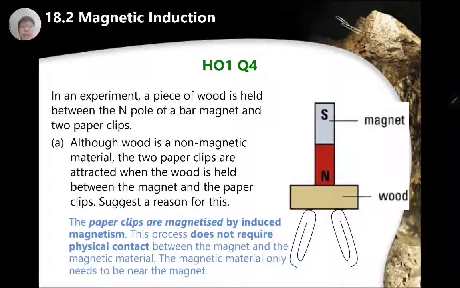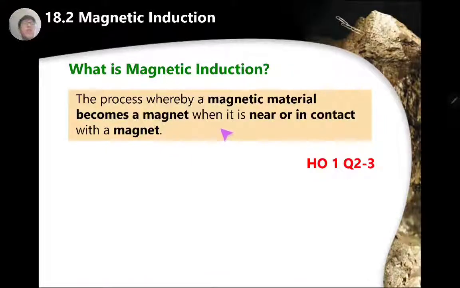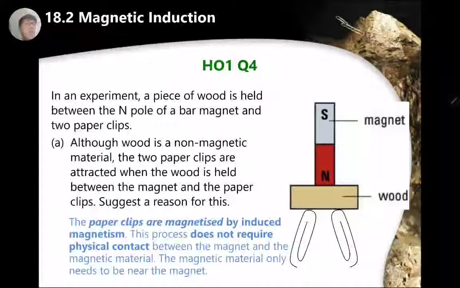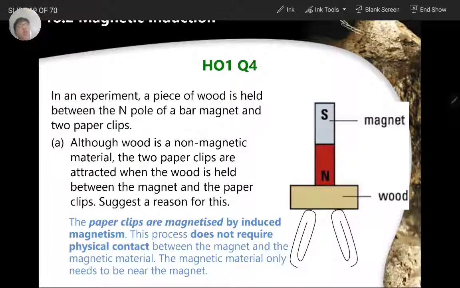Okay, why? The paper clips are magnetized by induced magnetism. This process does not require physical contact between the magnet and the magnetic material. Right? So if you look here, earlier I said that iron becomes a magnet when it is near or in contact. Okay? It doesn't have to be in contact. Being near is enough. So paper clips are in fact magnetized by induced magnetism, and this process does not require physical contact, so the magnetic material only needs to be near the magnet, so that is why it's attracted. Okay, so it actually becomes a magnet and then it's attracted. Alright, okay, cool.